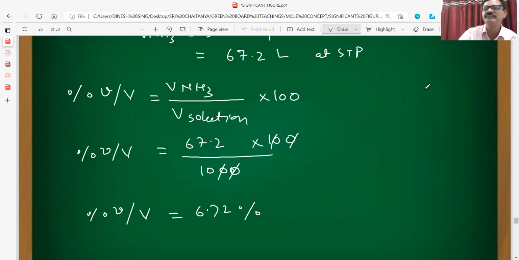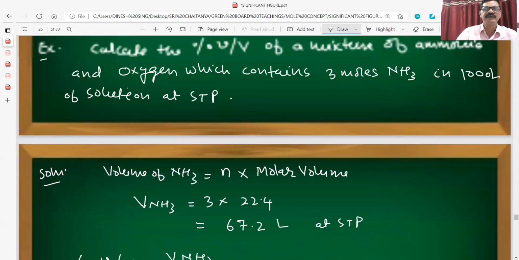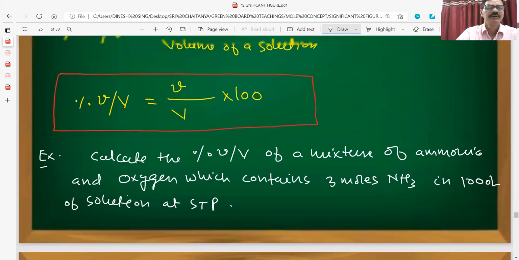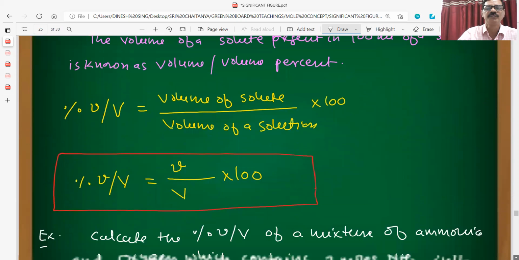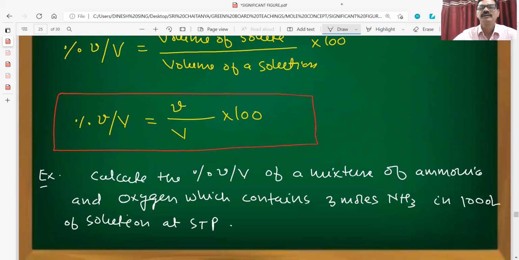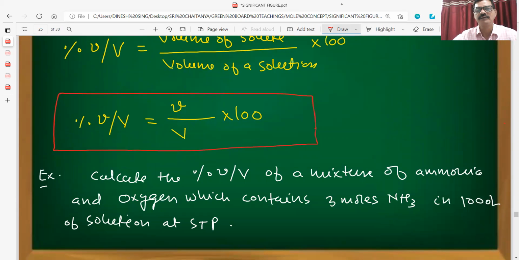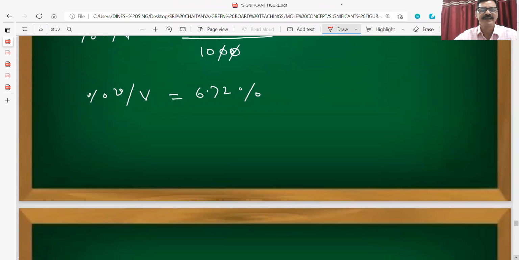So I think it is clear to everybody. Very simple question. If the concept is clear, then everything becomes simple. So this is the second formula regarding this. After that, we can see the third formula. Again, I will discuss some assignment.